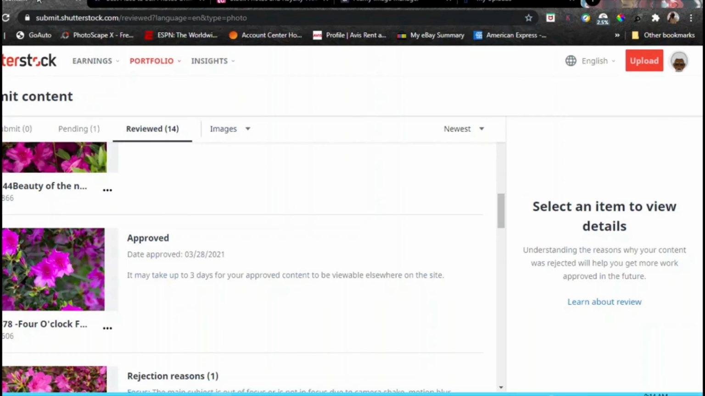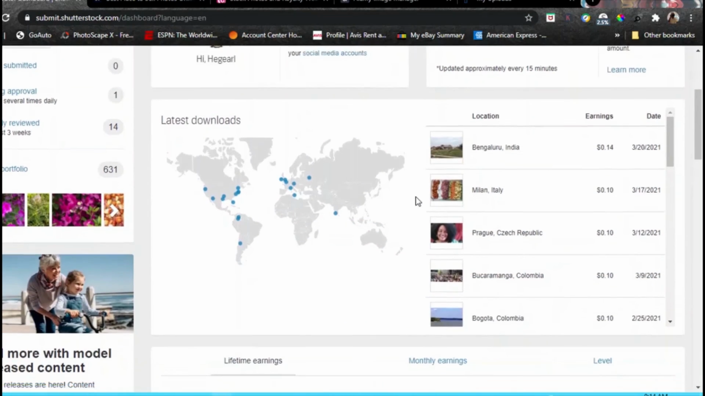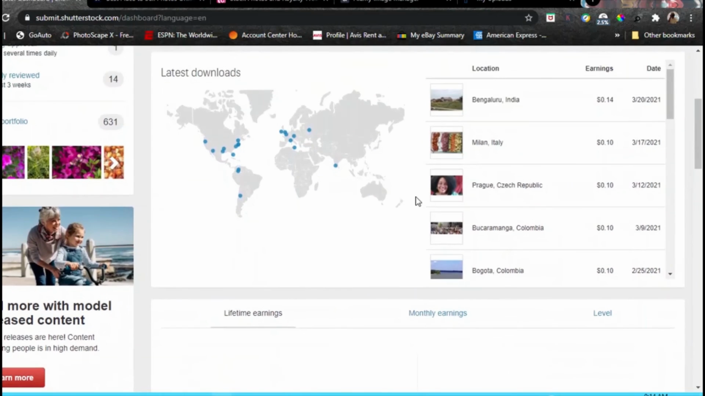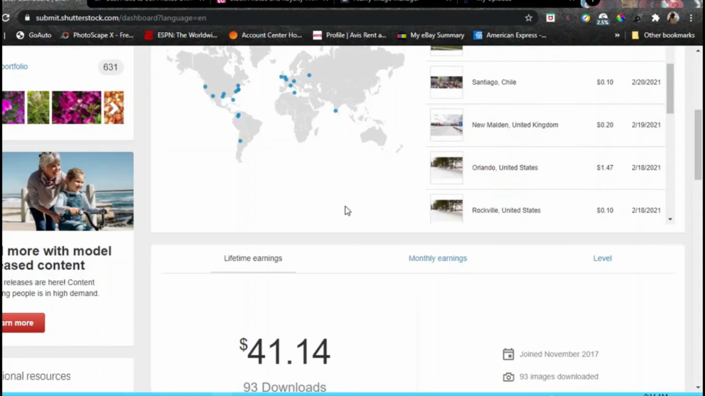So, as we can see, Shutterstock is my best-selling site. I sell more images on Shutterstock than any place else. But they are really squeezing out the contributors, so I don't contribute as much. The standards are higher, but you get some money from it.